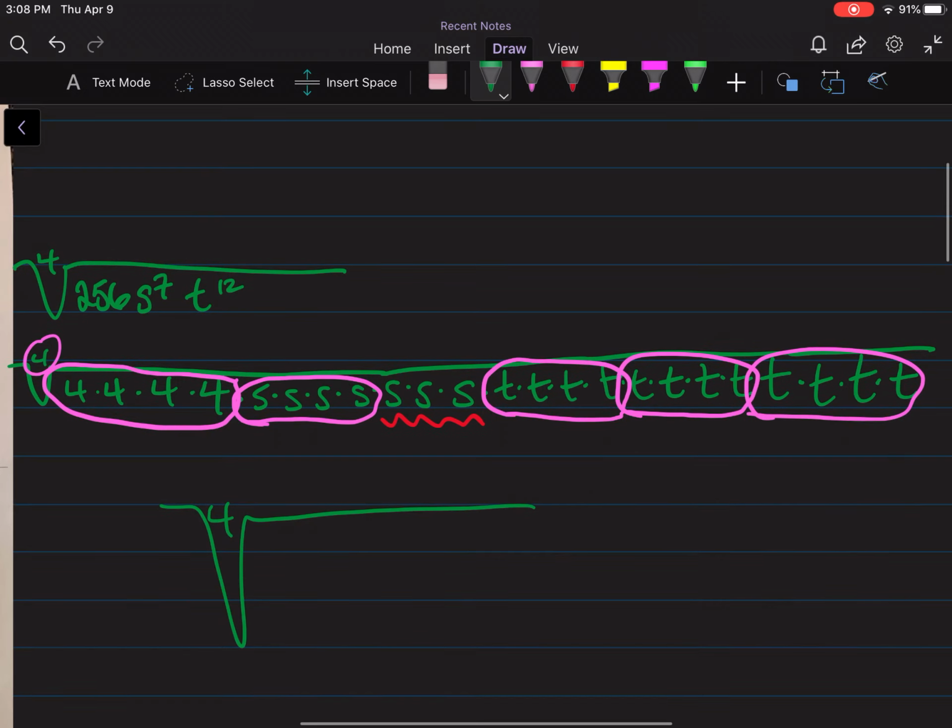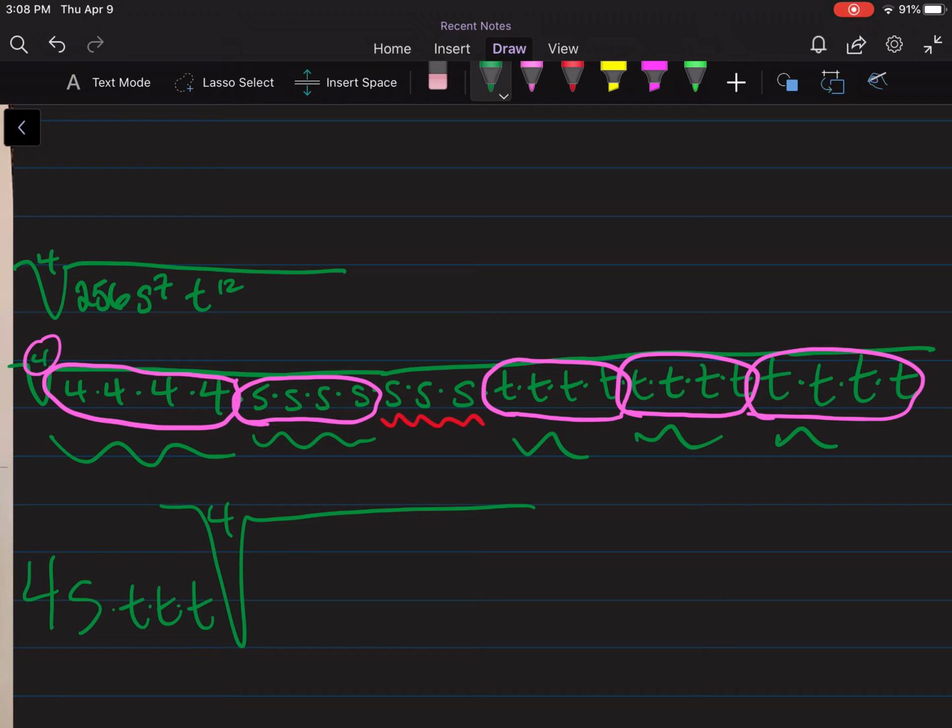Okay, so outside the house we have 1 set of 4s. These right here, and we have 1 set of S's. We have 1, 2, 3 T's, so 1, 2, and 3. And inside the house we have 1, 2, 3 S's. So S times S times S.